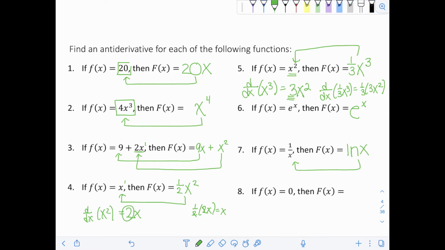What if our function is 0? Well, we know that when you take the derivative of a number, the answer is 0. So really, the answer here could be any number. For example, we could have that if it were 5, the derivative would be 0. If it were 10, the derivative would be 0, and so on. So it doesn't matter, but any number here, the derivative would end up being 0. So the antiderivative for 0 could be any number, any constant.